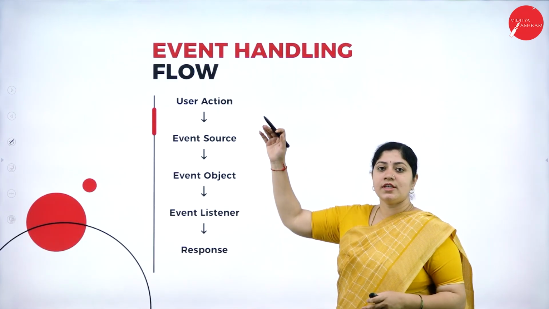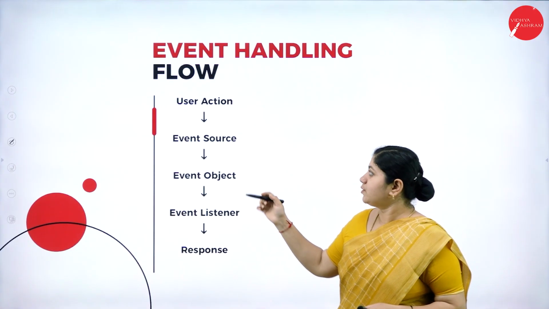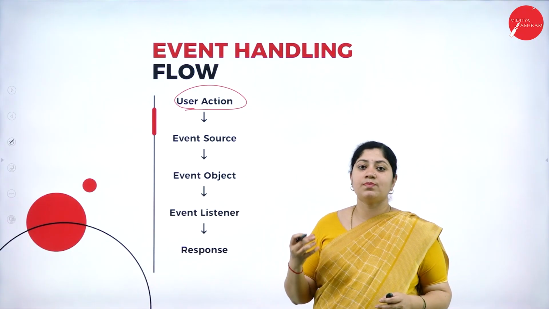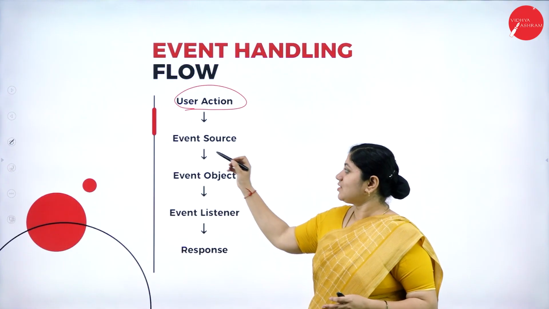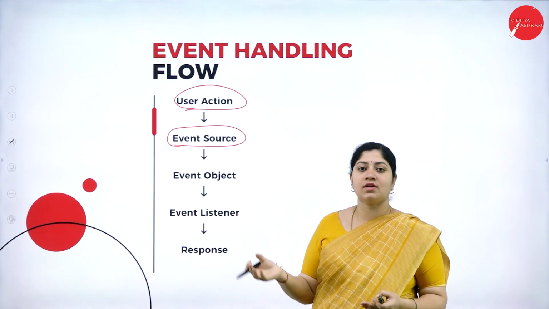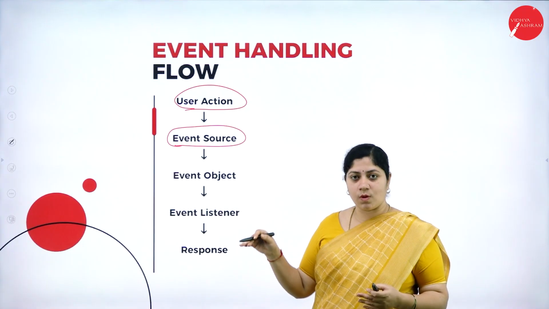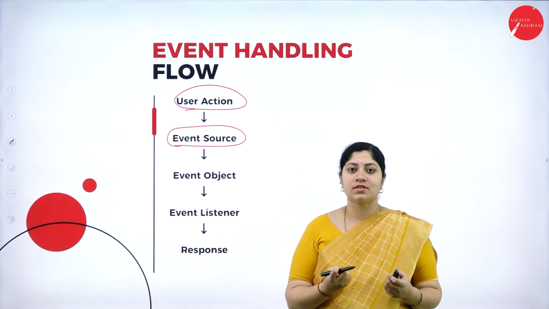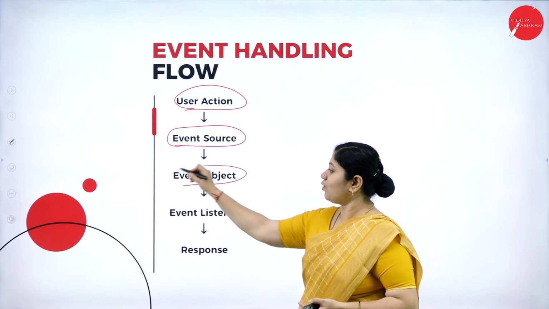Now let's see the event handling flow. So what is the flow that we have to take care of? The flow starts with a user action. Yes, absolutely. Whenever an action is requested by a user, then our flow will start. The next thing we have to take care of is the event source. Once an action is requested, then the source will start creating it. Okay, once it is created, next the object is created. In that object, what happens is it will collect the complete event information. All right, that flow is completed.